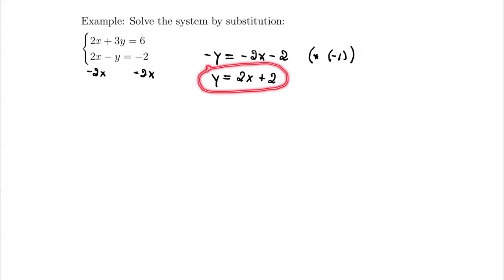What do we do next? We get this 2x plus 2 and use it for y in the first equation here. Okay? So the first equation turns to be 2x plus 3 times, and now we write 2x plus 2, equals 6.